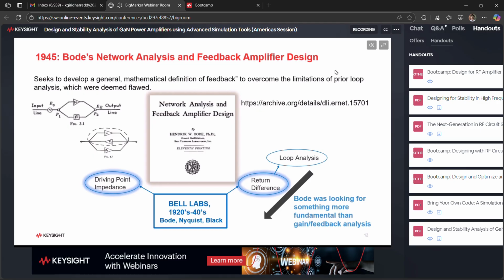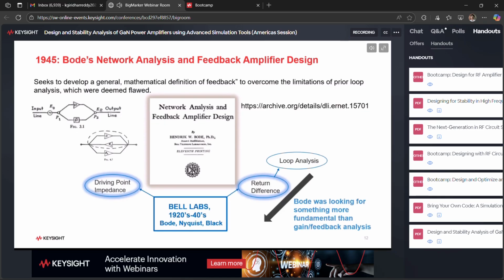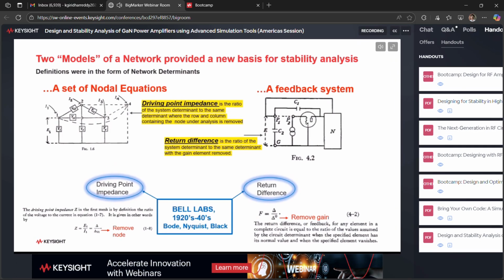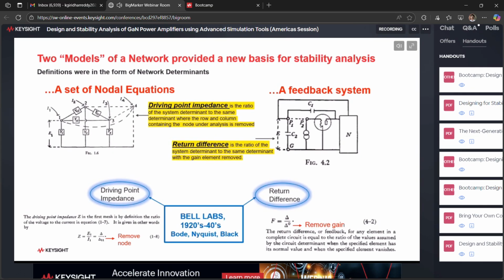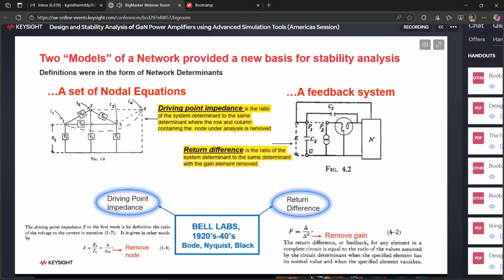So that's what Bode set out to do when he wrote his book, Network Analysis and Feedback Amplifier Design, in 1945. He was looking for a fundamental mathematical general definition of stability. And the way he did it was kind of ingenious. He actually looked at electrical networks in two different ways here. On the left-hand side, he looked at an electrical network as a set of nodal equations. So essentially, if you take any node inside your circuit and you just isolate that one node, you can view it as the rest of the circuit driving it.